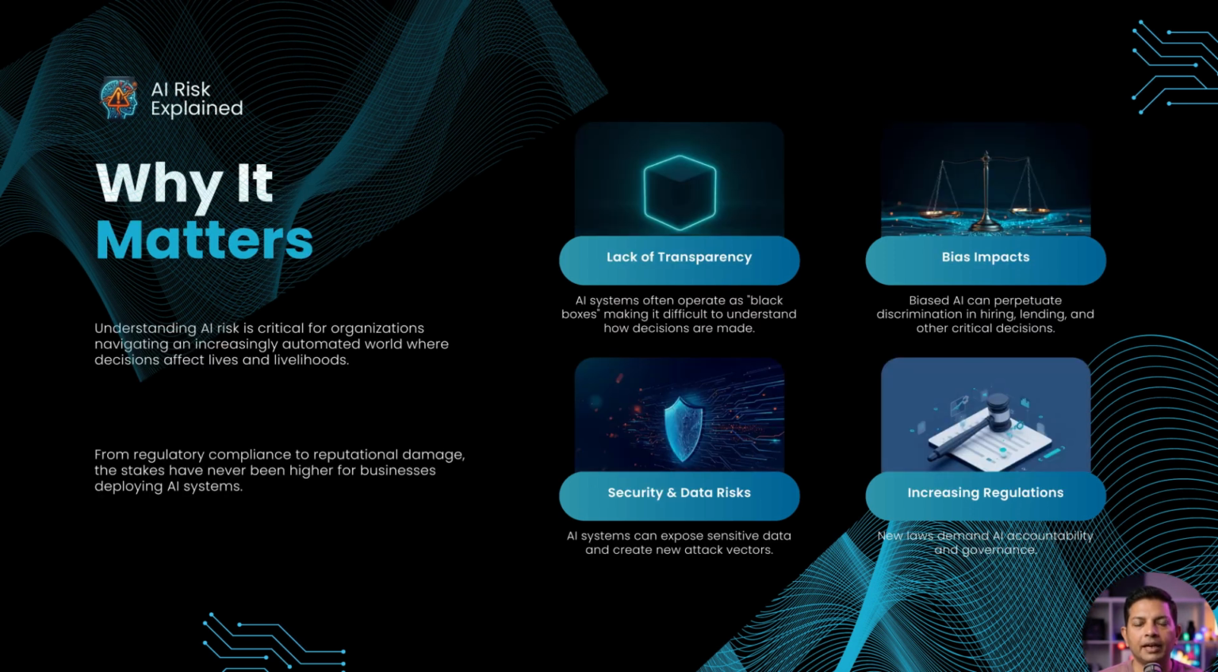One of the biggest challenges with AI is that many systems operate like a black box. You get an output, but you don't always understand how that decision was made. This lack of transparency creates a serious risk, especially in high-impact areas like hiring, finance, or healthcare. Then there's the issue of bias. AI systems learn from historical data, and if that data contains bias, the AI can amplify it. This can lead to unfair decisions like rejecting qualified candidates or denying loans without valid reasons.